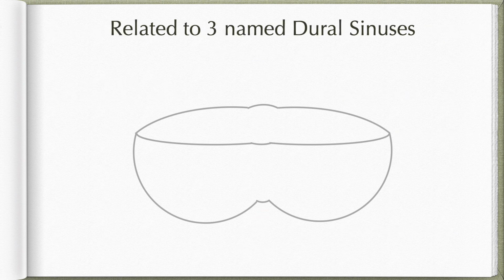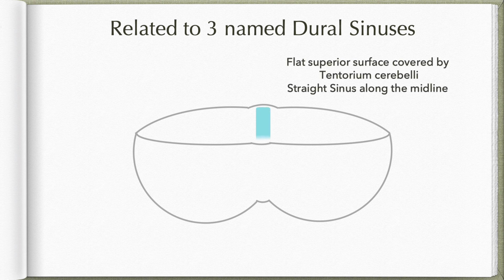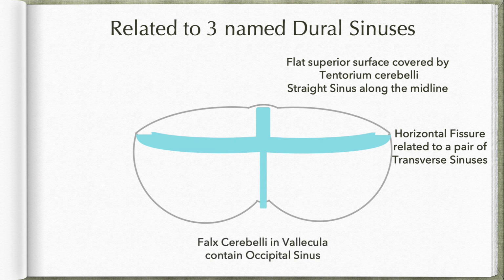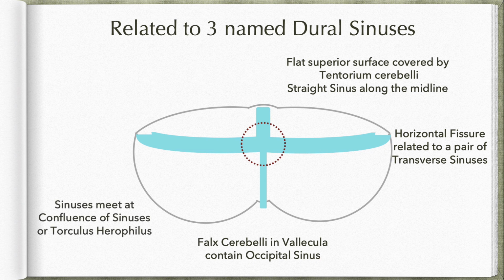The surface of the cerebellum is related to 3 named dural venous sinuses. The flat superior surface, which is covered by the tentorium cerebelli, contains the straight sinus along its midline. Along the horizontal fissures, we find a pair of transverse sinuses, and within the vallecula we have the falx cerebelli, which contains the occipital sinus. Now all these sinuses meet in the midline posteriorly at the confluence of sinuses or torculus herophili.